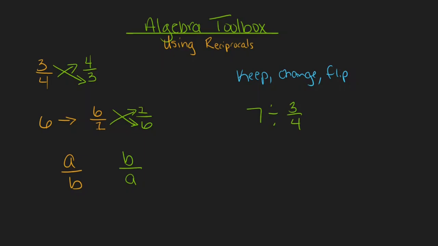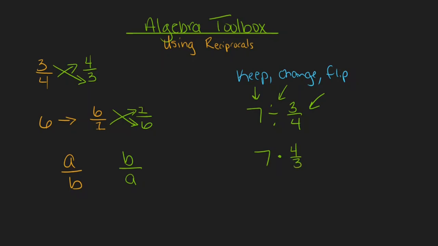Keep tells us what to do with the first value. I'm going to keep that 7 the same. So I still have 7. Change tells us to change the operation that we're doing from division to multiplication. And then flip tells us to take the reciprocal of the value that we were dividing by and actually multiply by that reciprocal. The reciprocal of 3/4, like we talked about earlier, would be 4/3.